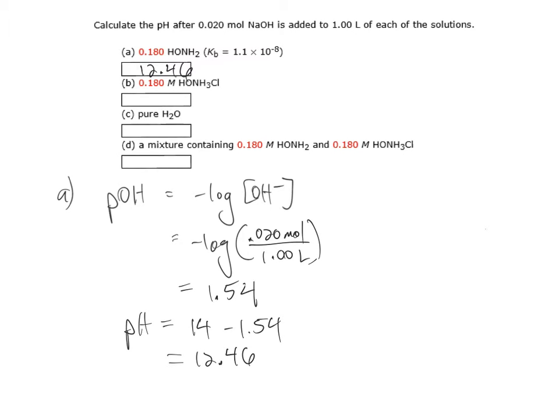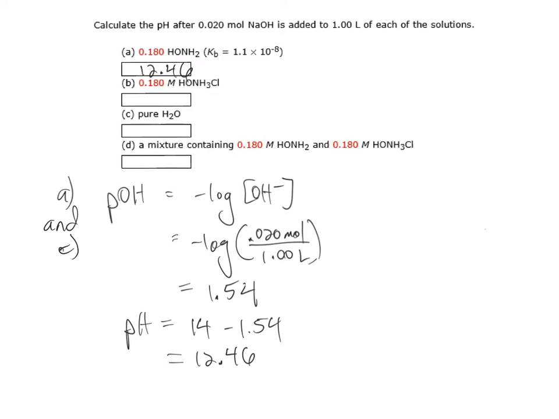Let's jump to part C as well. We'll do this A and C together. In part C, we have pure water and we're adding a strong base. The calculations for part C are exactly the same as what we found in part A. Whereas in part A we got to ignore the effect of the weak base, in part C, water is also a weak base.